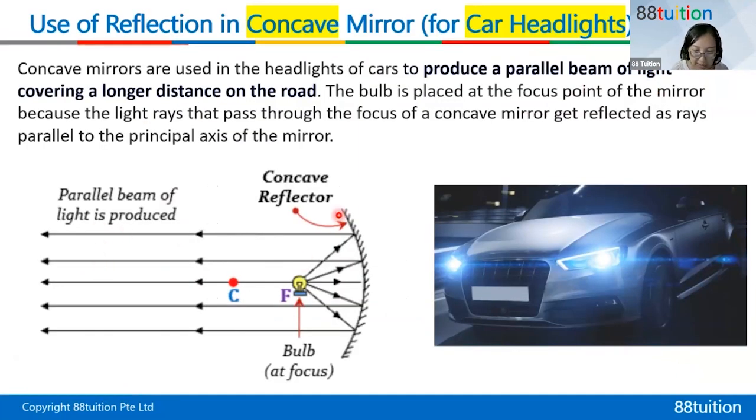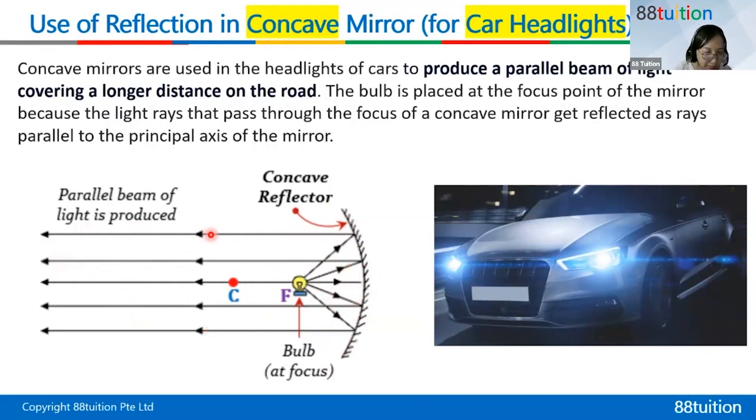So this is the headlight of a car, right? There is a concave mirror inside, and there's also one light bulb inside. So this is a light bulb, all right? And this is a concave mirror. The light from the light bulb will shine onto the concave mirror, and then this concave mirror will reflect the light as a parallel beam.